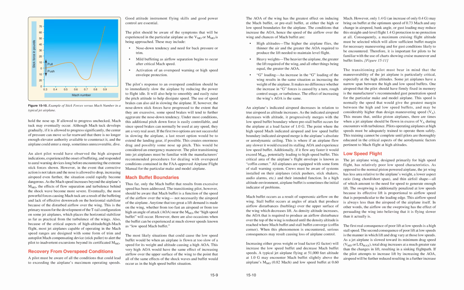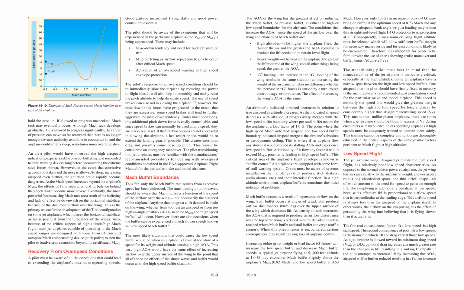Therefore, it is important for pilots to be familiar with the use of charts showing cruise maneuver and buffet limits. Figure 15-11. The transitioning pilot must bear in mind that the maneuverability of the jet airplane is particularly critical, especially at the high altitudes. Some jet airplanes have a narrow span between the high and low speed buffets. One airspeed that the pilot should have firmly fixed in memory is the manufacturer's recommended gust penetration speed for the particular make and model airplane.